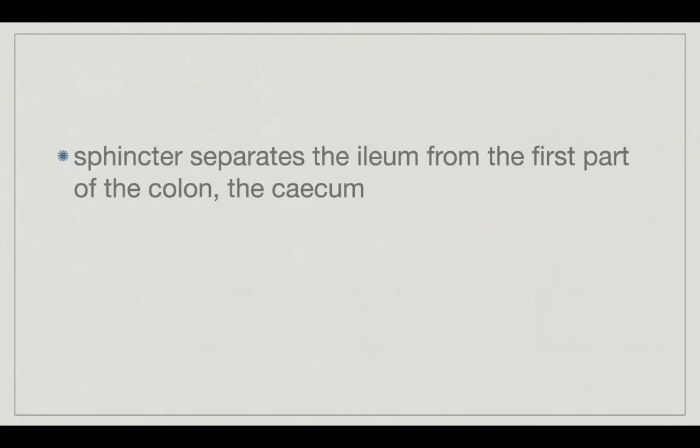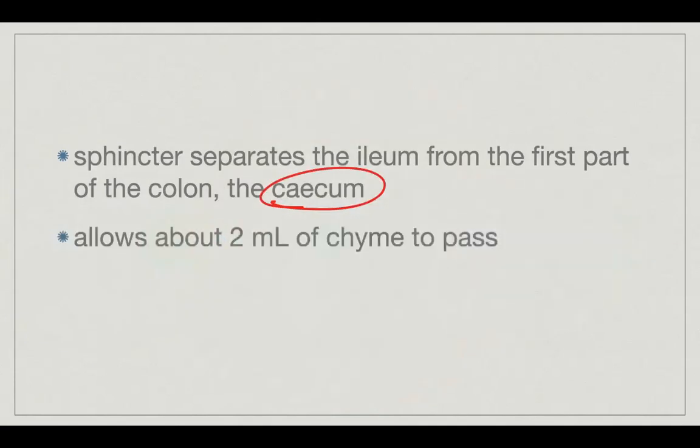Of course, just as with every other digestive organ, we have a sphincter that separates the ileum from the first part of the colon, which is also called the cecum. This allows about 2 milliliters of chyme to pass at a time.